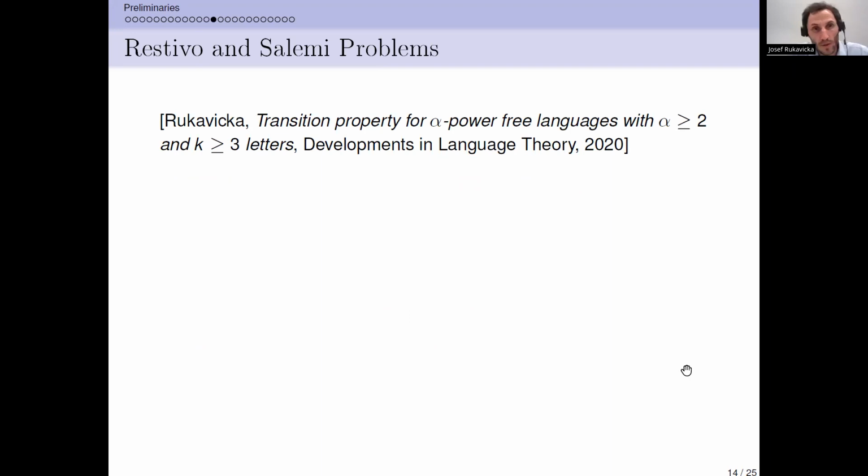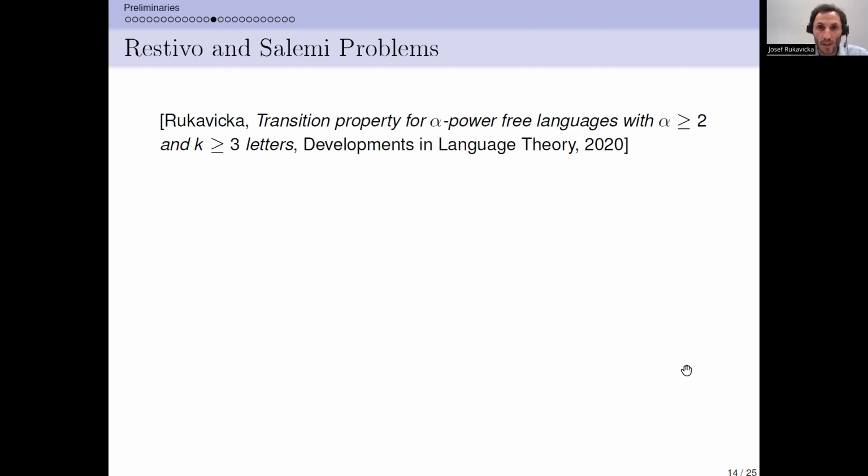Now we come to my results. The first paper that I published concerning these open problems was published in the conference Developments in Language Theory in 2020. It was the time of the lockdown and COVID, so the offline version of the conference, the meeting in person, was cancelled. However, the papers were still published as usual.